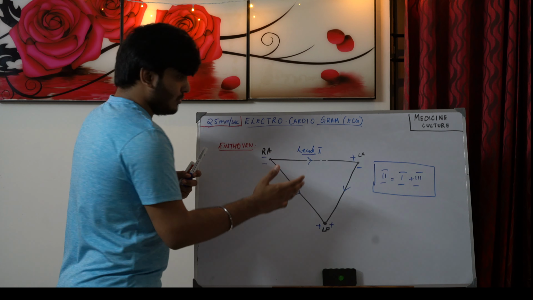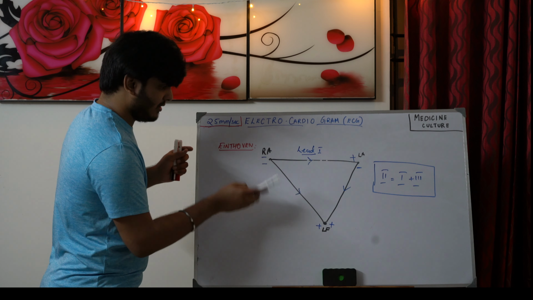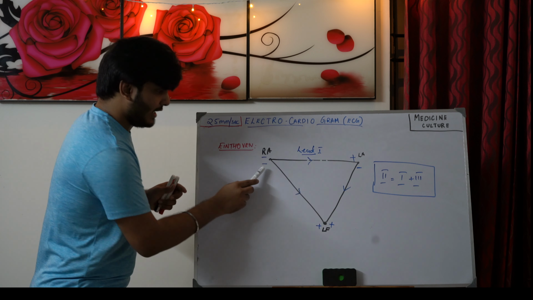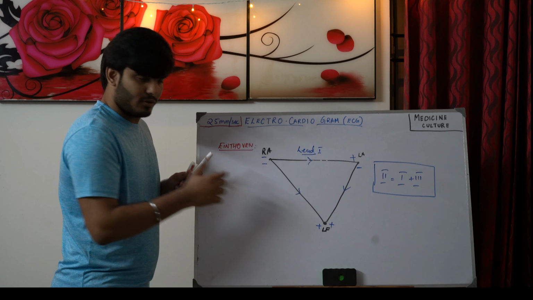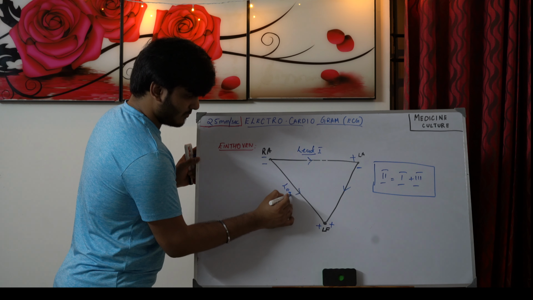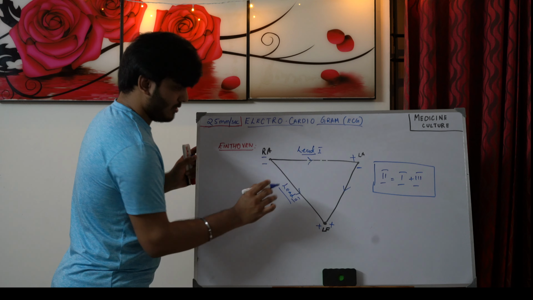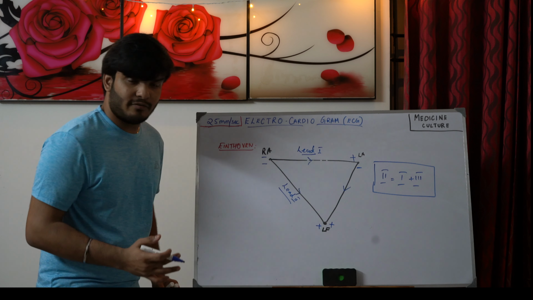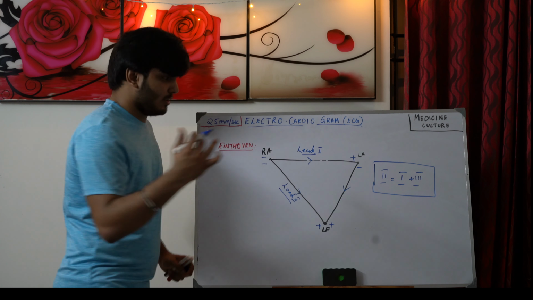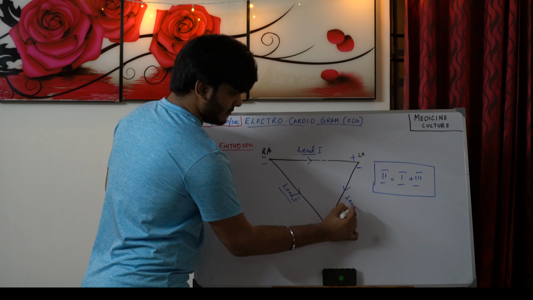Now you see lead 2. Lead 2 is from the right arm to the left foot, negative to positive. You see in this direction it moves. So this is lead 2. Lead 3 is from the negative of the left arm to the positive of the left foot. That is lead 3.